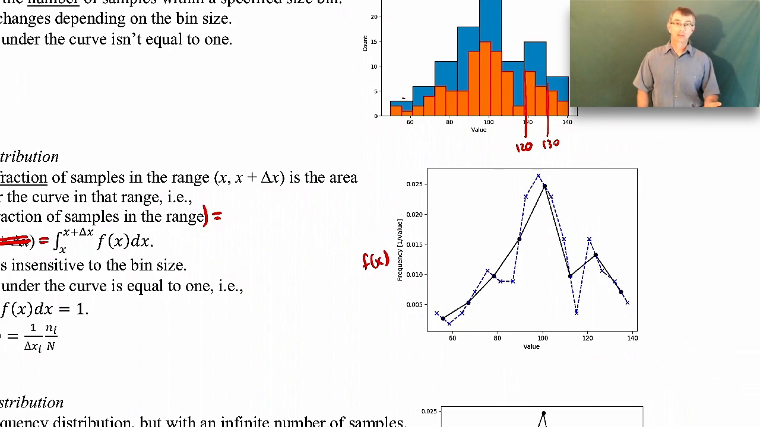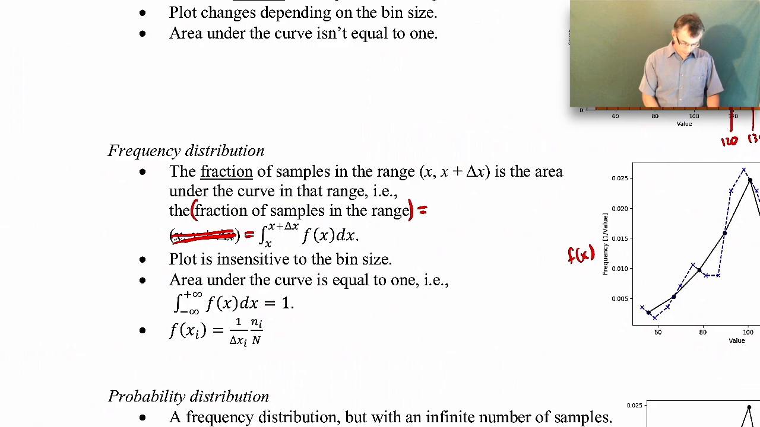So it's nicer to work with frequency distributions because they have a good physical meaning. The area under the curve is related to the fraction of measurements within that range. And they're less sensitive to bin size. The way you get a frequency distribution is shown here.